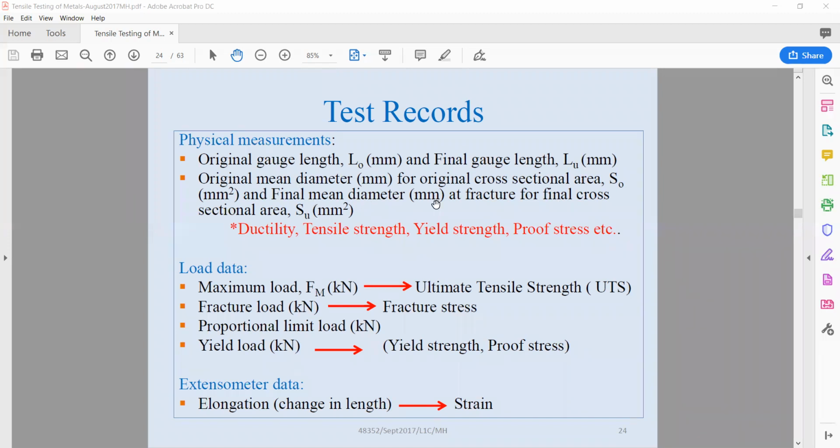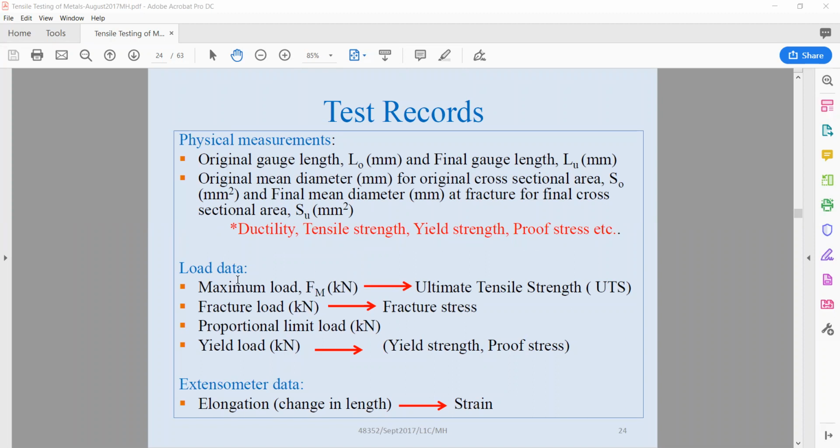Final mean diameter is the same. So the measurement of the initial diameter and final diameter will help you to measure the cross-sectional area before and after. That will help you to calculate the percentage reduction in cross-section, while the gauge length, the initial and final, will help you to measure the percentage elongation, which are the ductility measurements. So these measurements will help us to measure the ductility, tensile strength, yield strength, proof stress.